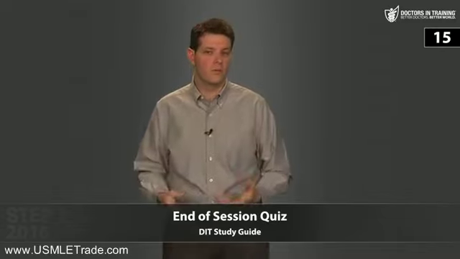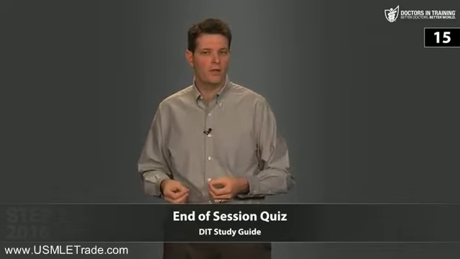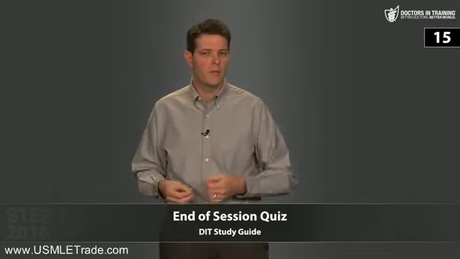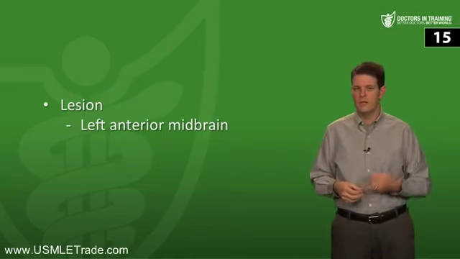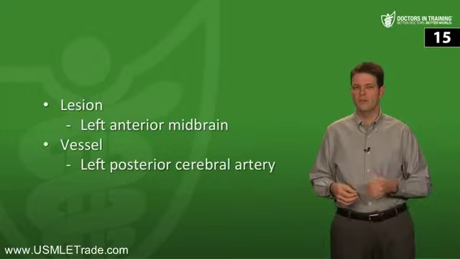Well, this is Weber syndrome: left oculomotor nerve palsy, bulbar symptoms, and right hemiparesis. So again, this is a lesion of the left anterior midbrain, and the vessel involved is the left posterior cerebral artery. So if you can reason through those kinds of questions, you should be in good shape.